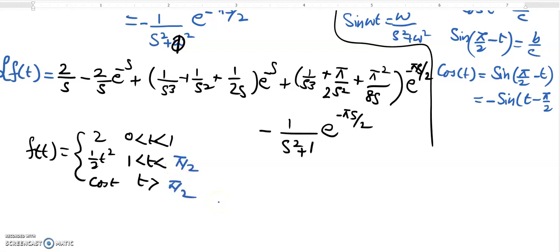Okay, so this was the Laplace transform. So in the next example I will show the inverse Laplace transform, how to calculate the inverse Laplace transform.